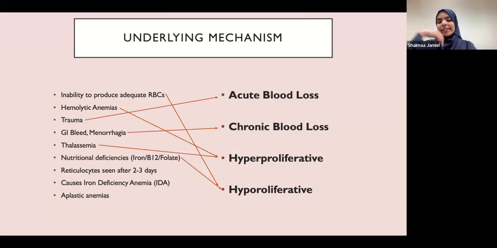You see reticulocytes after 2 to 3 days after this. Hemoglobin is normal at first, then you see reticulocytes. Yes, acute blood loss. One of them causes iron deficiency anemia. Yes, so chronic blood loss causes iron deficiency anemia. Aplastic anemias, where do they belong?